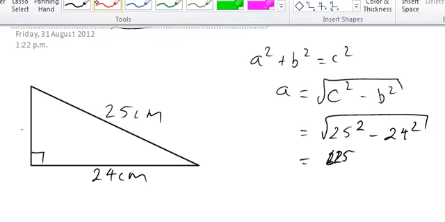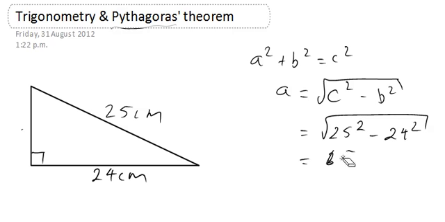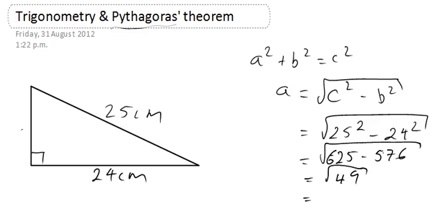I've made that look horrible, so let me just rub that out and try again. And 24 squared is 576, and I'm square rooting that, and 625 minus 576 is 49, so the square root of 49 is 7, so my shorter side is 7 centimeters.